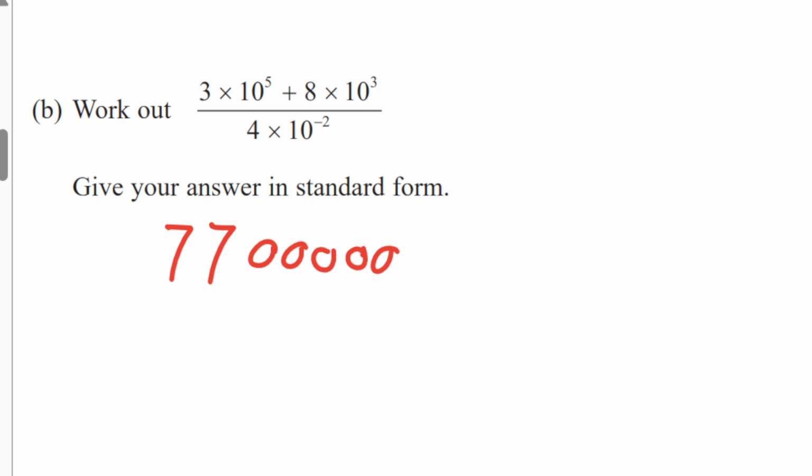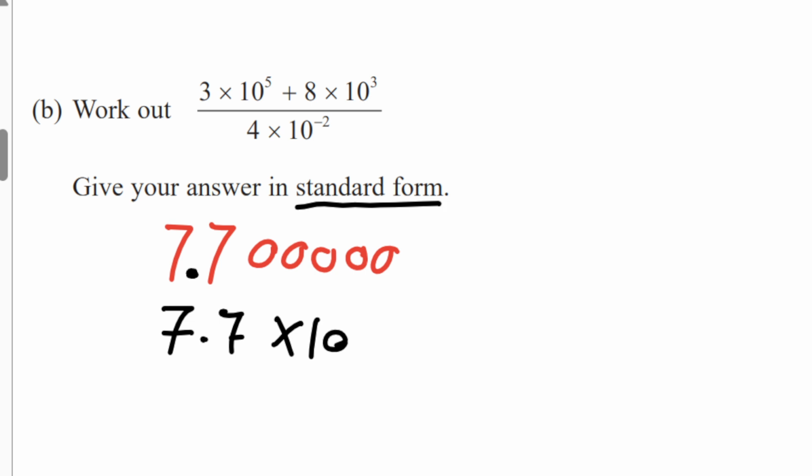The question is, if calculator is allowed, why do they just give you an easy question? This is the trick here. Give your answer in standard form. This number should be between 1 and 9. So we need to have a decimal here. So your answer should be 7.7, and then times 10 to the power of.